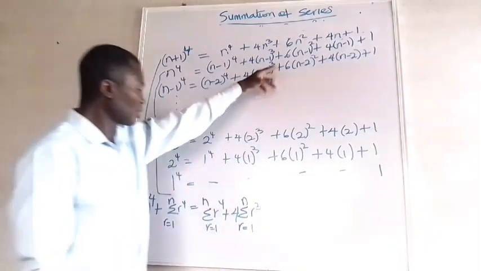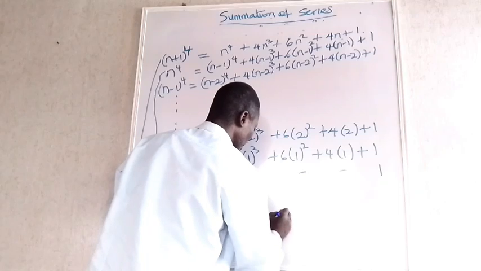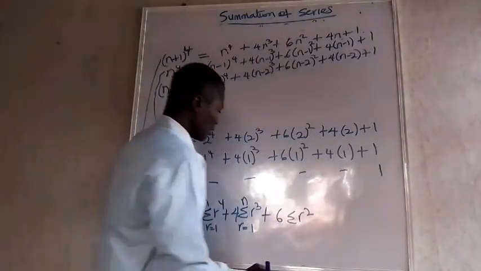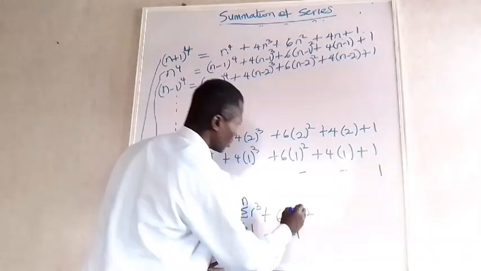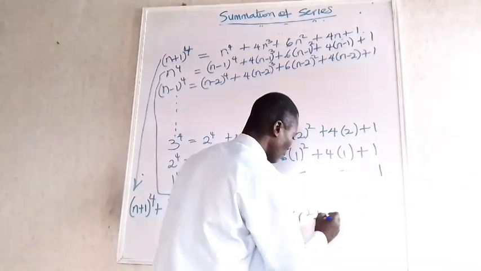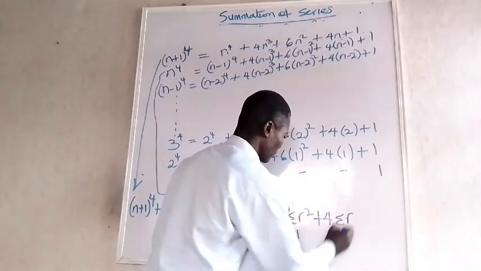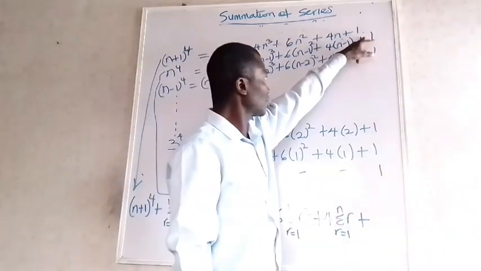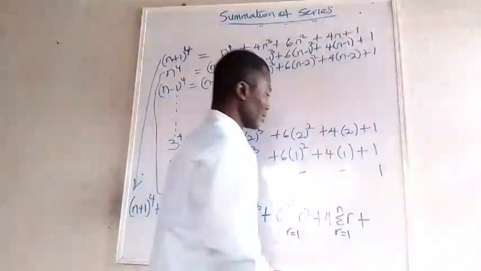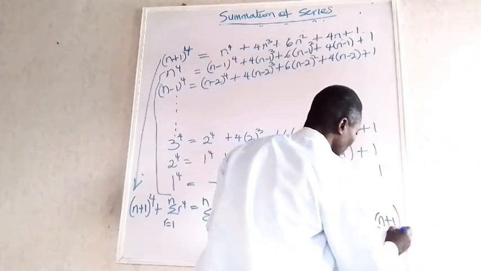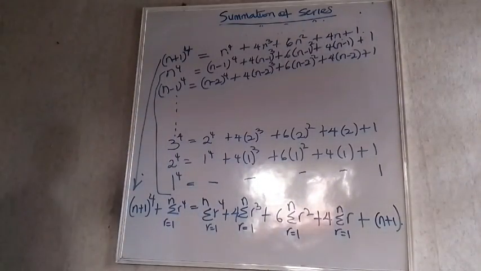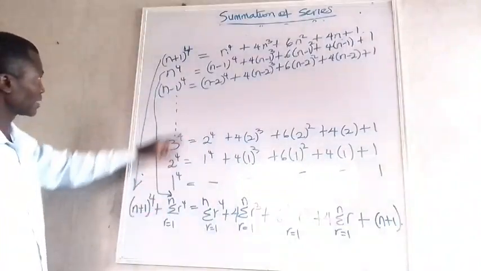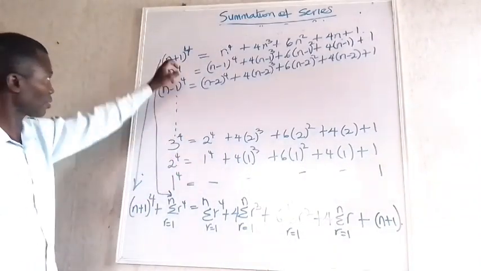4 here. So here too, plus 6 summation r squared from r equals 1 to n, plus 4 summation r from r equals 1. If you count from this, this is 1, this is n, plus this one is n plus 1. I have n plus 1. So, please note this. From this place to this place is equal to from this place to this place.